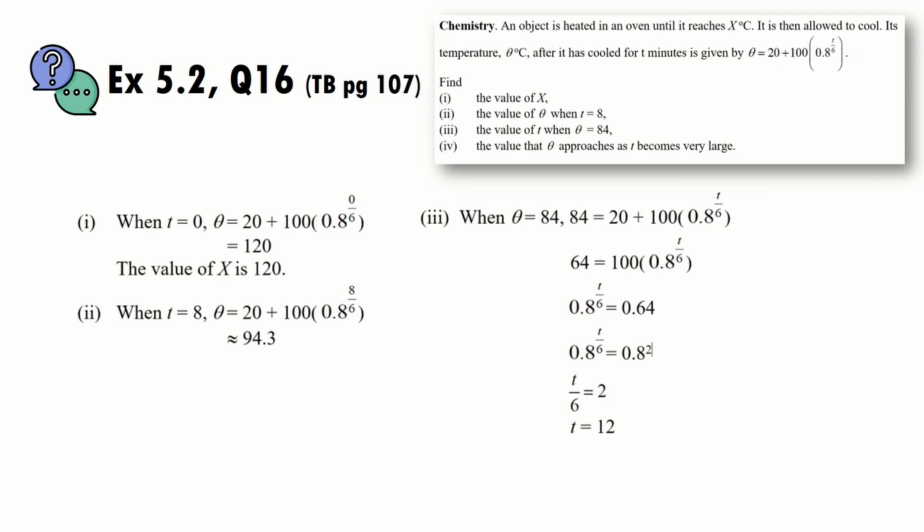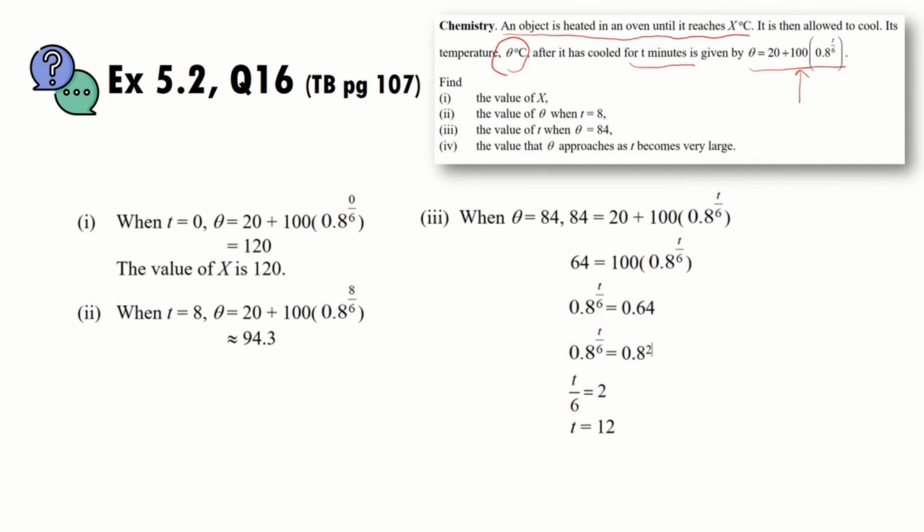Let's take a look at another problem sum. This question discusses a chemistry theme. It first starts off saying that an object is heated in an oven until it reaches X degrees Celsius. It is then allowed to cool such that theta degrees Celsius, the temperature of the object after t minutes, is given by this equation. This equation is the model for the entire cooling process.